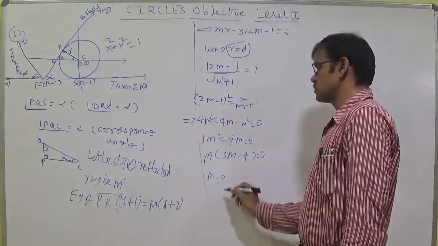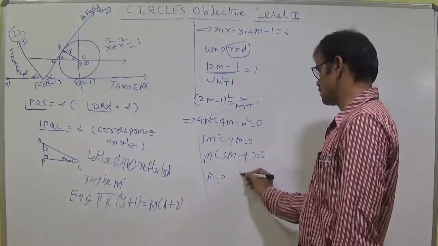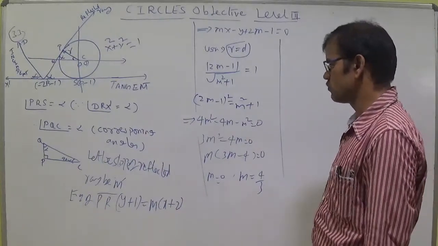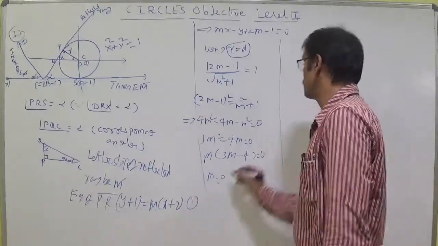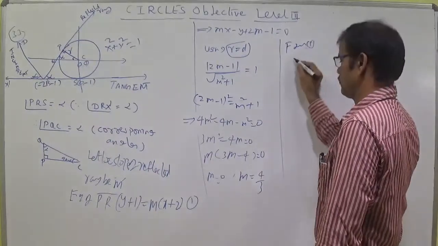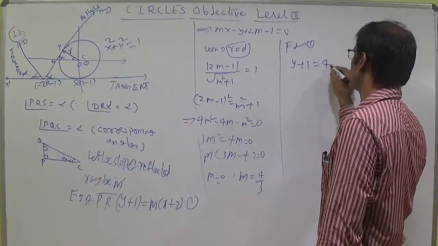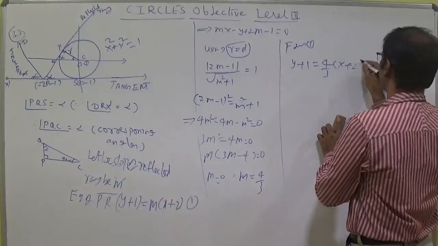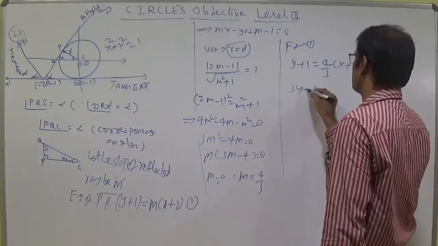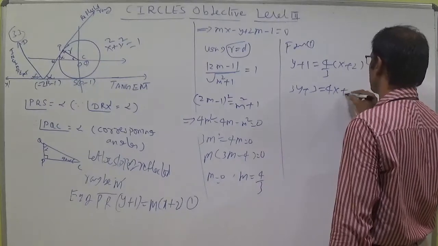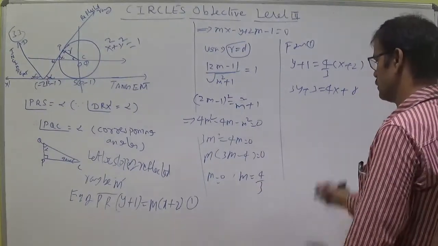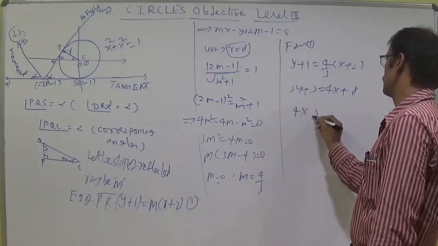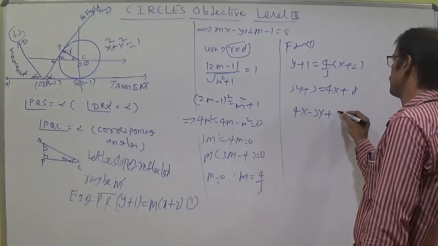So m is equal to 0, maybe the first one is the x-axis, and m is equal to 4 by 3. So substitute the value m is equal to 4 by 3 in equation 1. From 1 you can write y plus 1 equal to 4 by 3 into x plus 2. 3y plus 3 is equal to 4x plus 8. Now 4x minus 3y plus 5.